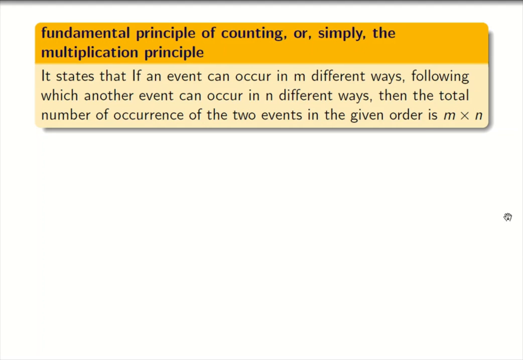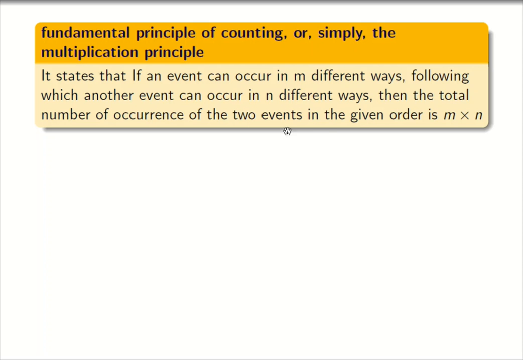Okay, so we are supposed to know what we call the fundamental principle of counting, or simply the multiplication principle. In other words, all these combinations and permutations resulted from what? Counting. The multiplication principle states that if an event can occur in m different ways, following which another event can occur in n different ways, then the total number of occurrences of the two events in the given order is m times n.